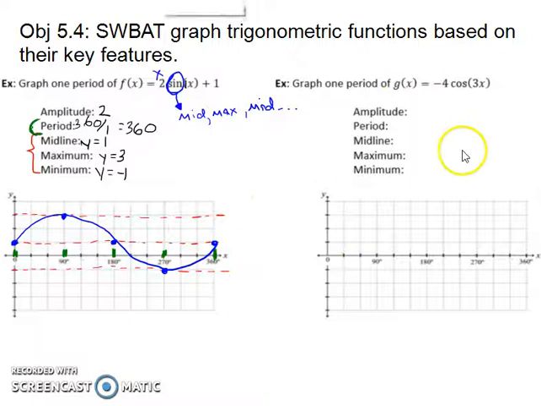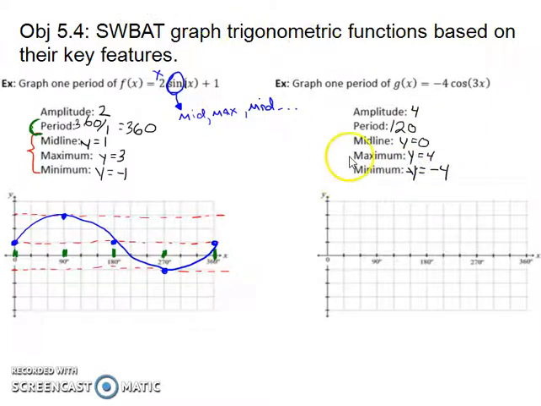Second example, our amplitude is the absolute value of negative 4, which is 4. Our period is 360 divided by 3, which is 120. Our midline is y equals k, which is 0, so y equals 0. Our maximum and minimum are 0 plus 4 and 0 minus 4, so this is y is equal to 4 and y is equal to negative 4.